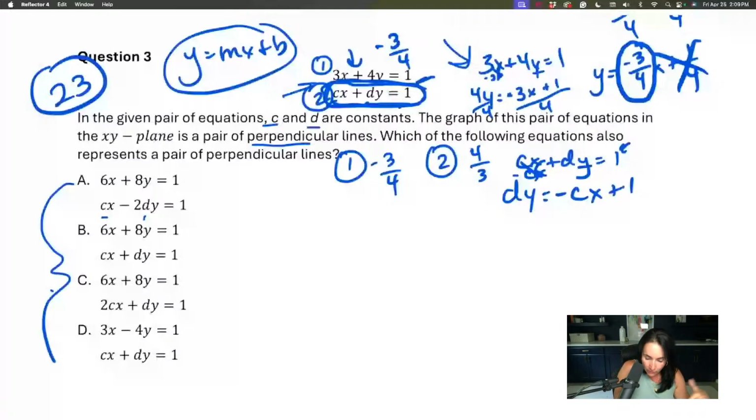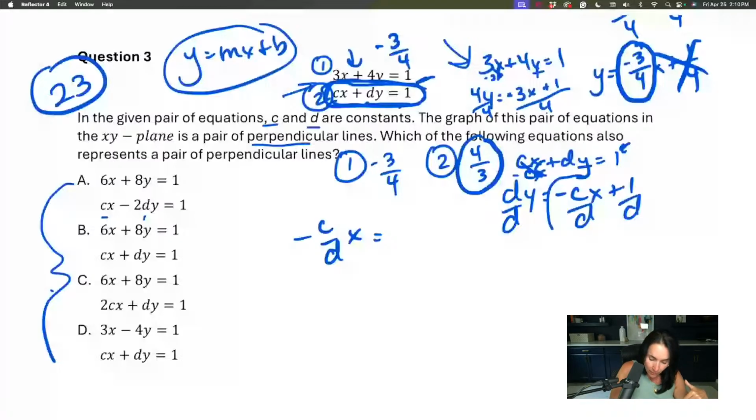I don't care about that. I only care about what's next to the x. Then divide by d, divide by d, divide by d. And I get negative c over d x. What does that equal? That equals 4 over 3, because this is now the slope. And if these two lines are perpendicular, then negative c over d equals 4 over 3.